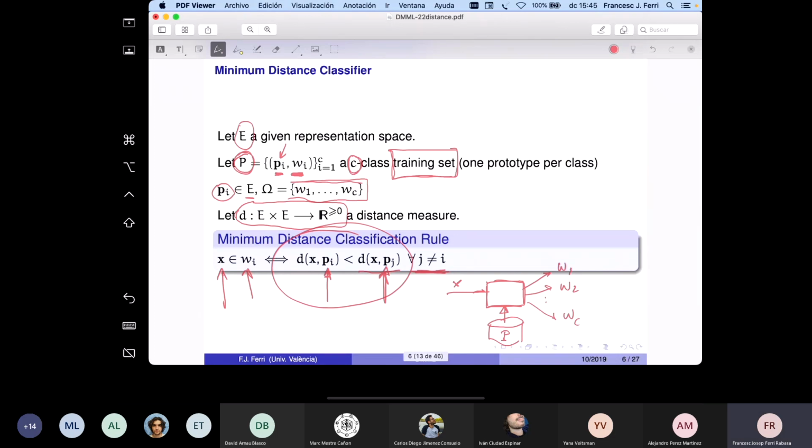If I want to separate between cows and horses, I just need one cow, one horse, and whatever I have at the input, I just compare. Is this closer to my cow or is this closer to my horse? Whatever it is closer to, then I say, okay, this is a horse or this is a cow. Very, very, very easy. Very simple. Perhaps too simple.